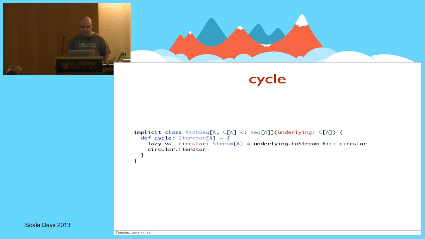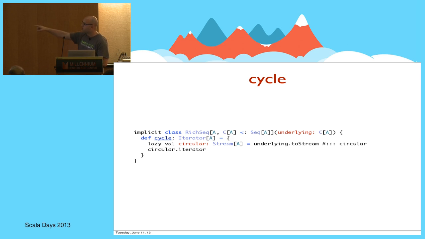So how would I add these methods? Well, let's look at cycle. We could use an implicit conversion, right? We can create an implicit class on rich sequence. It takes the underlying sequence, and we just add our cycle method, right? And the nice thing is that it doesn't conflict with underlying's namespace. Underlying is still a separate object entirely.